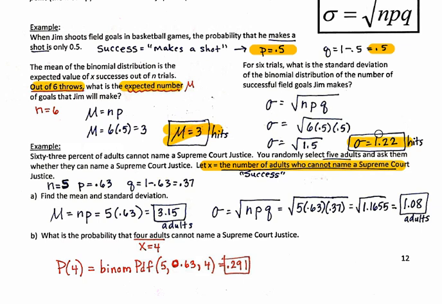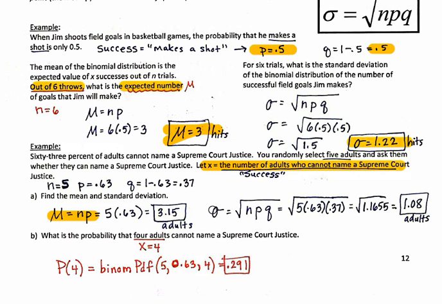All right, so I know that n is 5 because I'm going to talk to 5 adults. I know that 63% of adults can't, so that's my success rate. And so I could go ahead and assume right now that 37% would be failure. Now to find the mean, all I have to do is n times p. If 5 adults are interviewed, and about 63% of them are expected not to know, that gives me 3.15 adults, or about 3.